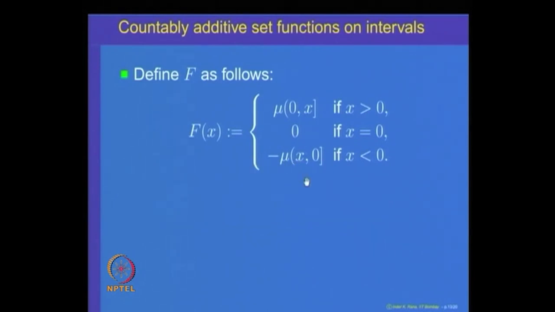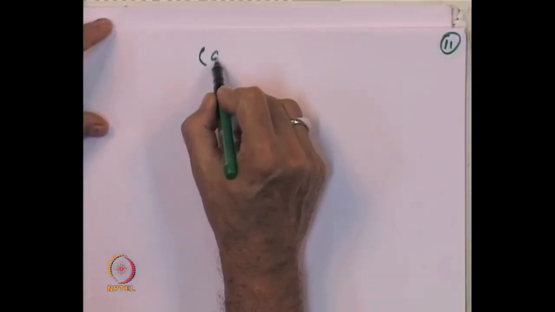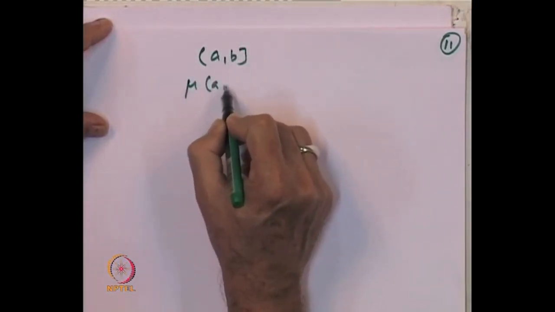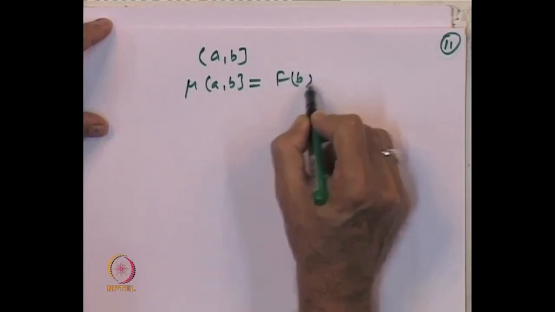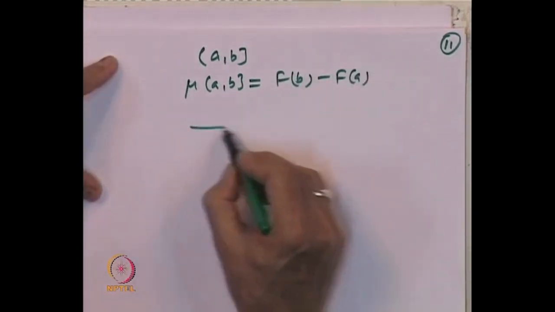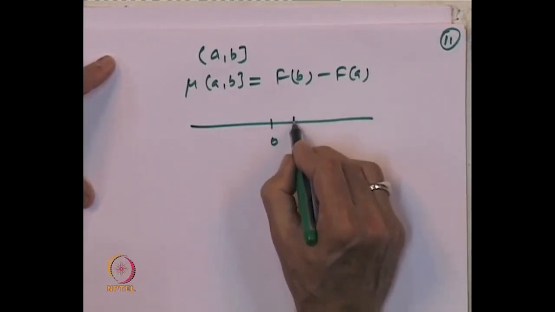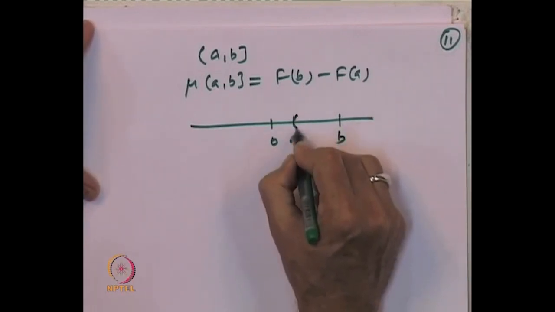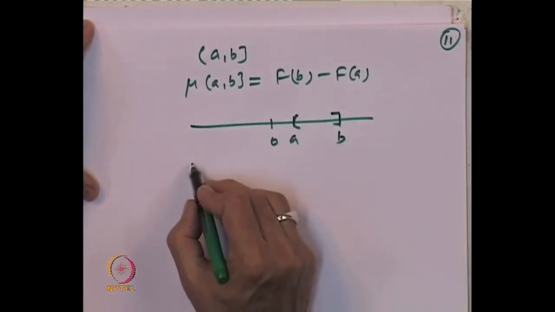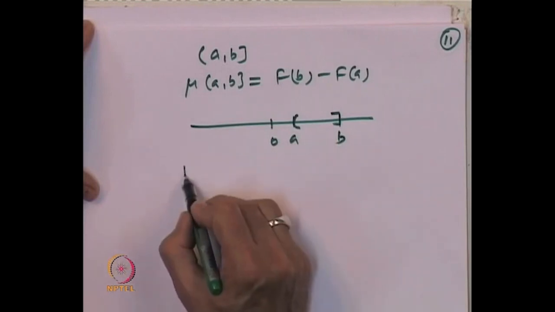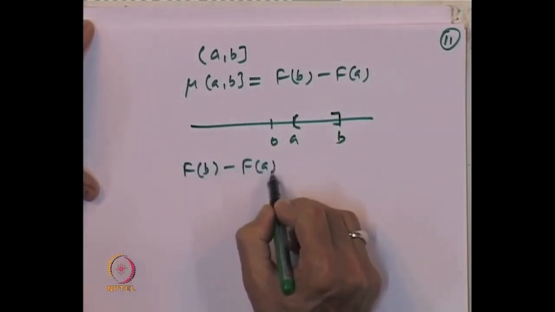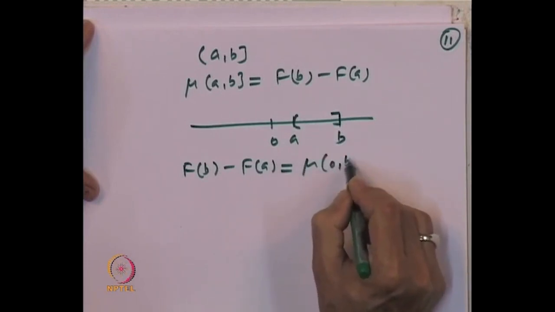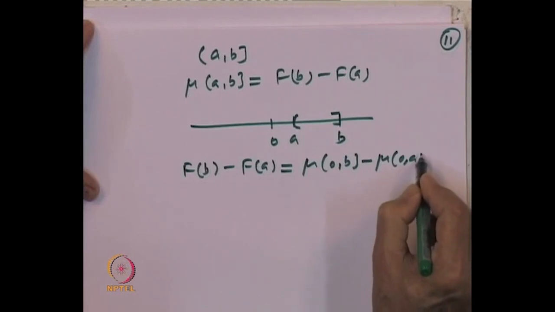So, let us check these properties of this function. First, it satisfies the required equation. We want to check that for an interval a b, mu of a to b is equal to f of b minus f of a. So, to check that, let us take this to be the point 0. If a and b are both finite real numbers, so let us say this is the interval a to b, then f of b minus f of a is equal to mu of 0 to b minus mu of 0 to a.